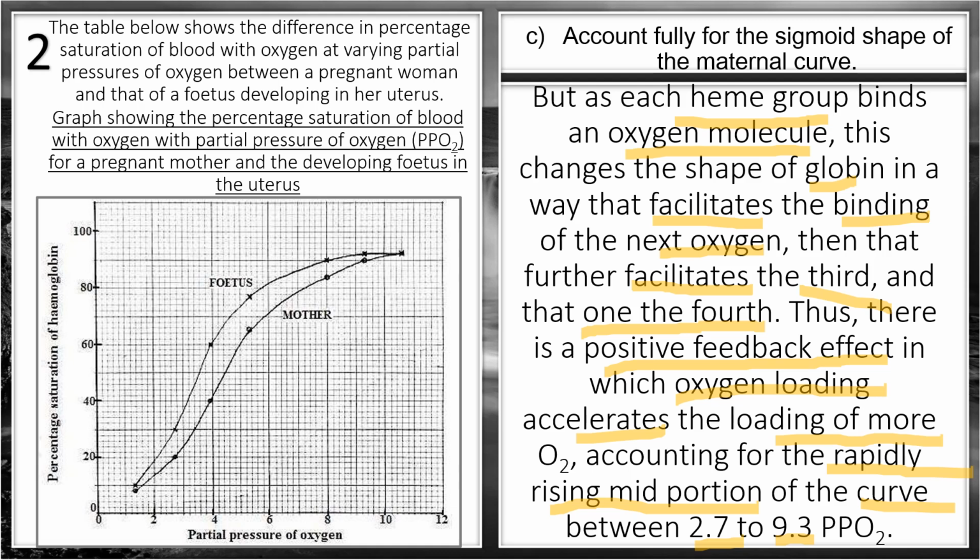So when you move from 2.7 to around 9.3, you will see that it increases rapidly. This is because there is already a heme group which is loaded with an oxygen molecule. And when that one is loaded with an oxygen molecule, it facilitates the other oxygen molecules to load very fast. That's why we have a rapid increase in the loading of oxygen in this part of the curve.